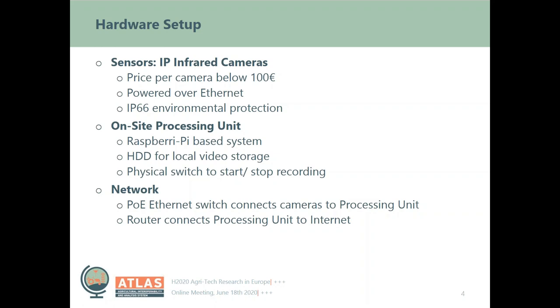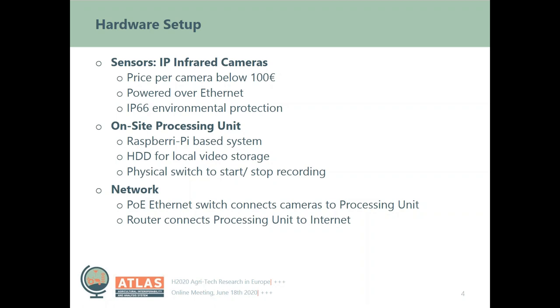And according to these requirements, we chose the following hardware setup for our first pilot. We are going to use IP infrared cameras. These can also see in the dark. We try to keep the price between 50 and 100 euros for our first demonstrator. They are going to be powered over Ethernet. This makes it easier to connect the cameras. And they have IP66 environmental protection against humidity and temperature.